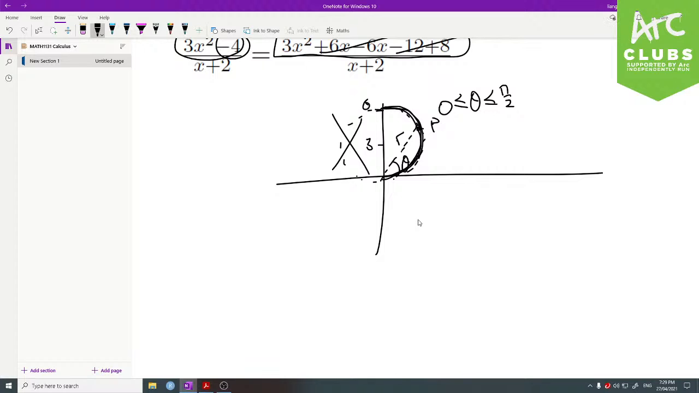Yep, just square root 9. So the radius here is 3. Yeah, the radius of the circle is 3. So it's just a circle centered at 0, 3 with radius 3. But then you only take the first quadrant section because your theta ranges between 0 and pi on 2.